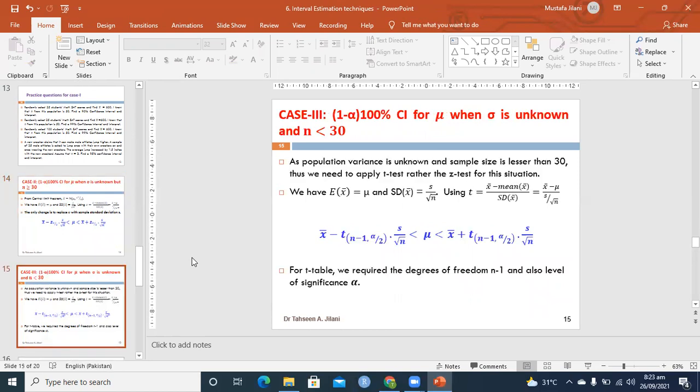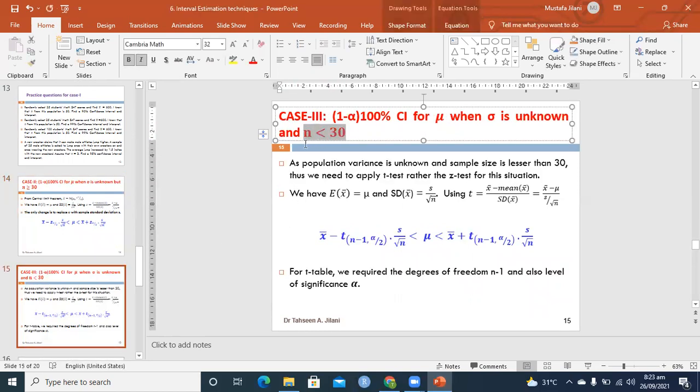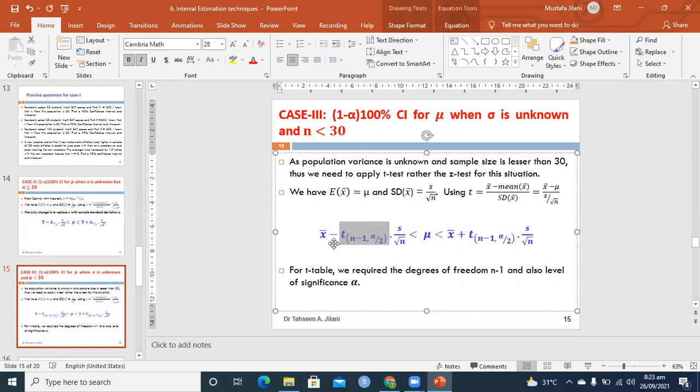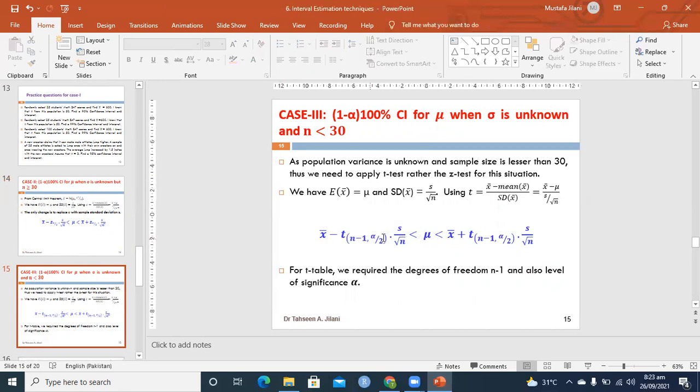In case number 3, we saw that we have a smaller sample size. So when sample size is small and sigma, which is population standard deviation, is unknown, then we have to use another distribution which is called T distribution. T distribution or T table has two things: n minus 1 degrees of freedom, and alpha by 2, the level of significance divided by 2. So we can use T table to work out.